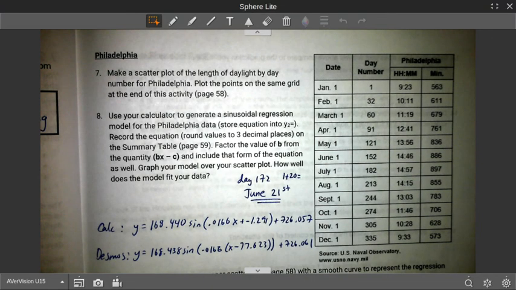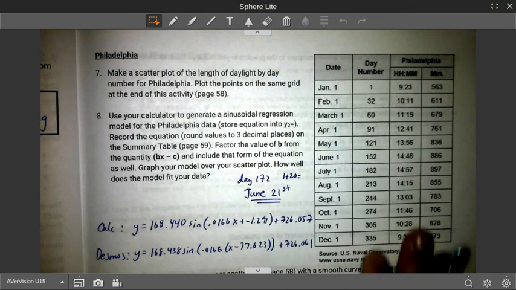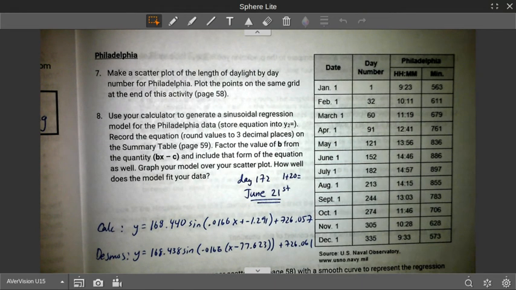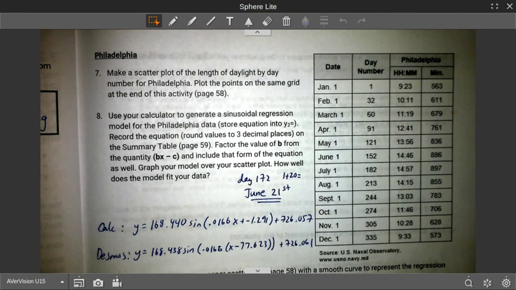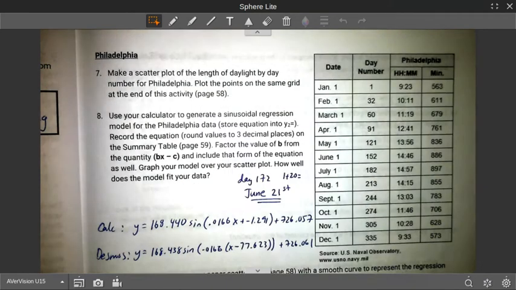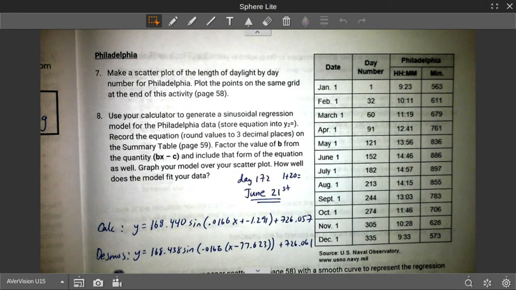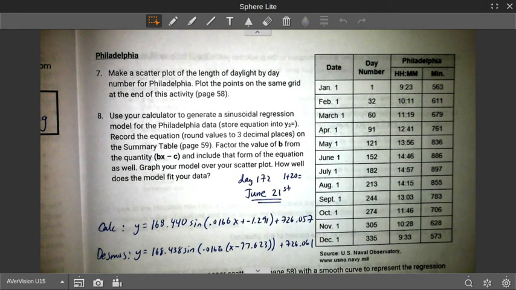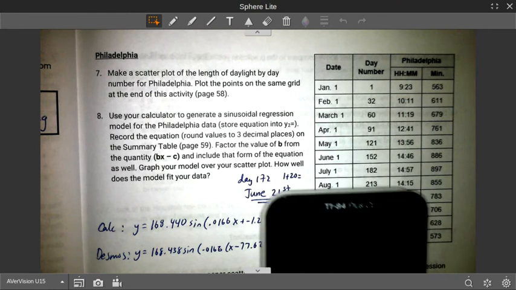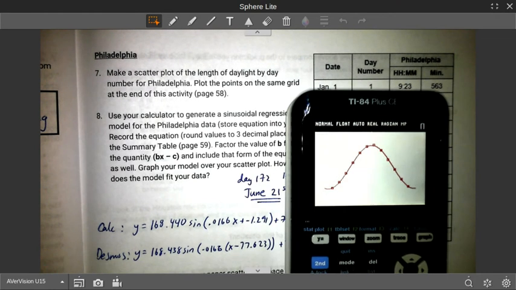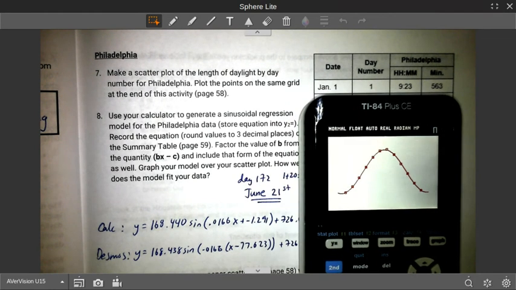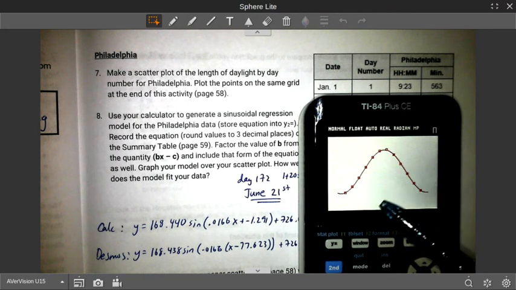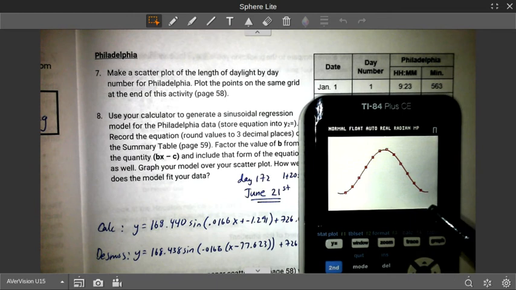All right, welcome back. We are now moving on to Philadelphia. I've typed the data into my stat edit on my calculator. I was also able to type it into Desmos as well. And looking at the graph, I see it looks like this, where it again has a maximum in the summer and a minimum in the winter.